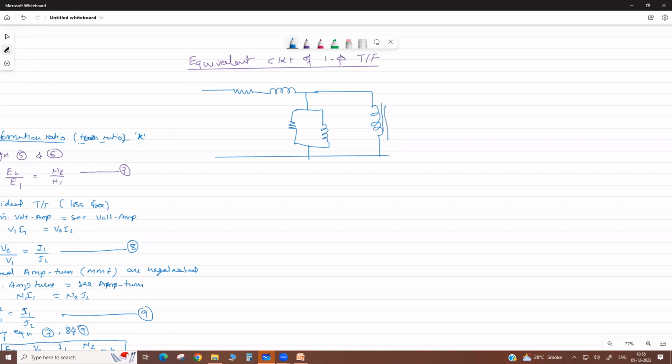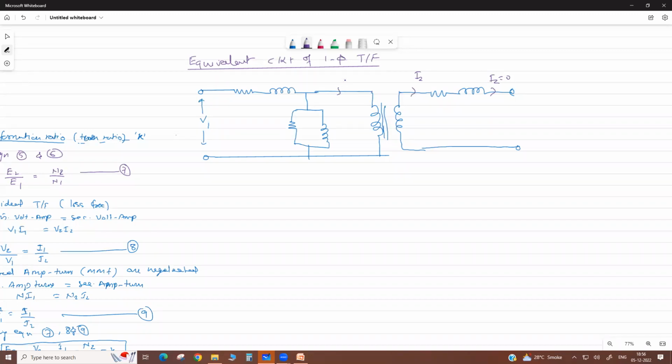Due to this, there is a core. Then this is the secondary, with secondary resistance and secondary leakage reactance. Now suppose it is open. When we apply the voltage V1, there is no secondary current I2 here. This I2 load current is 0.